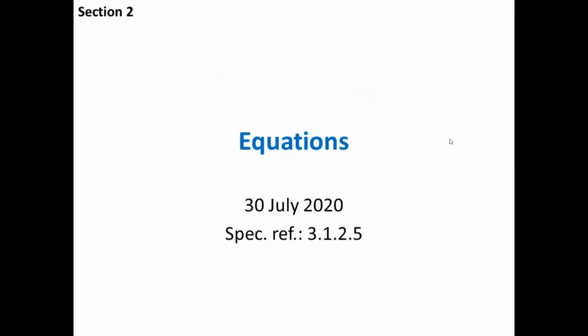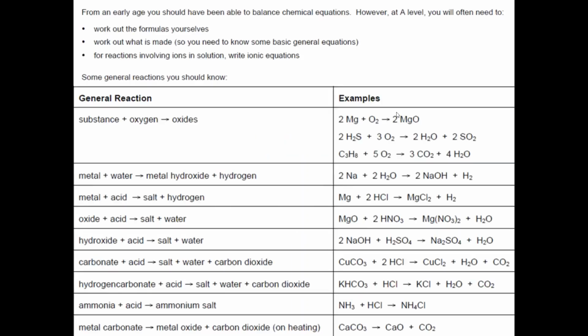Section 2, we're going to look at, so again, this is still the chemistry skills, we're going to look at equations of chemical reactions. So you learned in GCSEs how to balance chemical equations, and you also learned some general reactions already. So this bit is a revision of reactions that you should know already, and some examples so that you can use those examples in further working out.